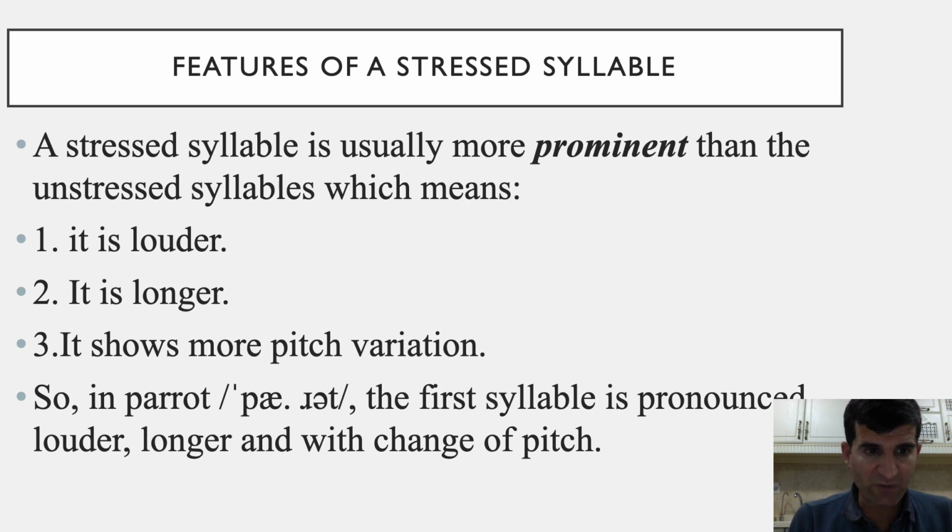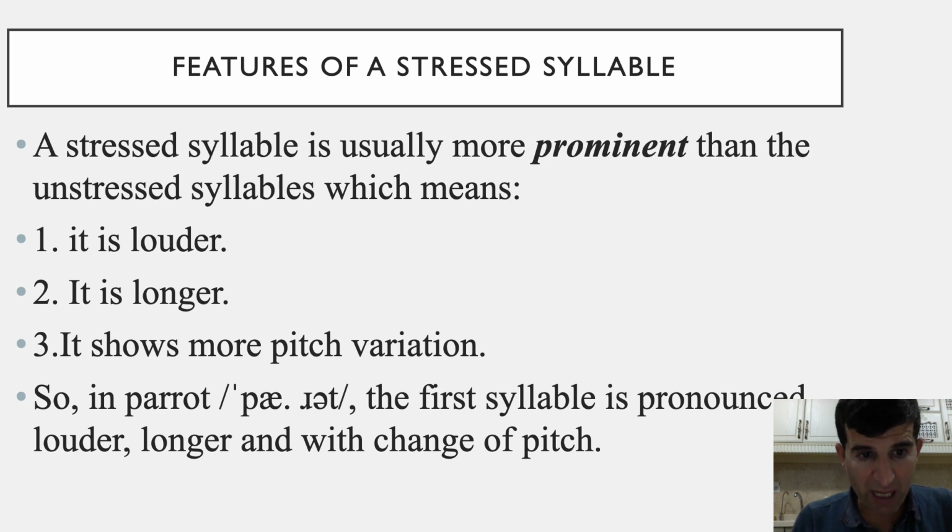So here we have one example. It's from your book, by the way. We have the word parrot. In this word we have 2 syllables, and this small high vertical line, according to the IPA, is the symbol of stress. When we put it in front of any syllable, it means this syllable carries stress. It means this syllable is stressed.